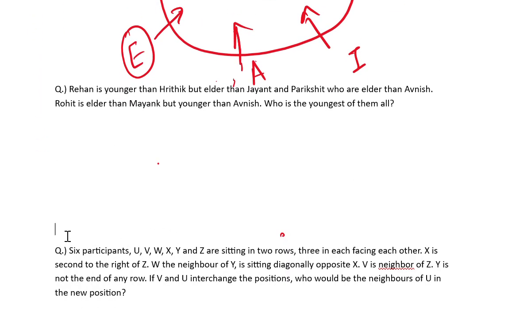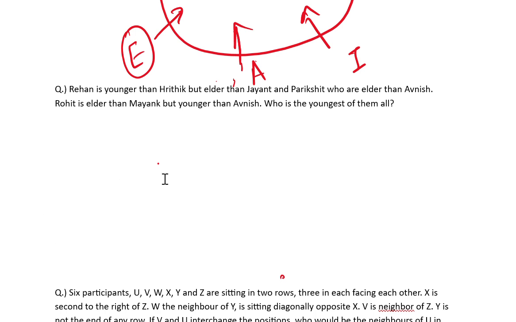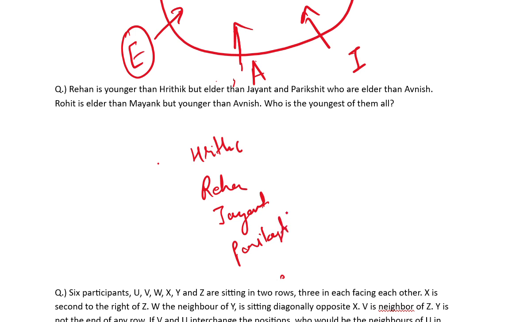Moving on to the next question, which is of ranking. Rehan is younger than Ritik. Make it somewhere like this. Whoever is younger will be below and whoever is older will be above. Ritik, but elder than Jayant and Parikshit. So Jayant and Parikshit are younger than Rehan, who are elder than Avinash. These two guys are elder than Avinash.